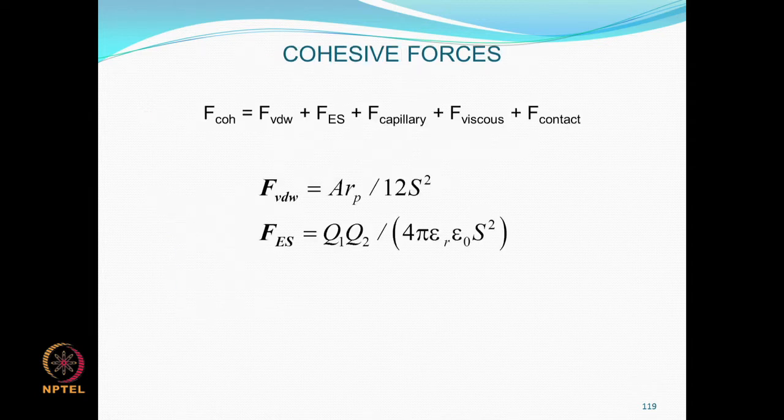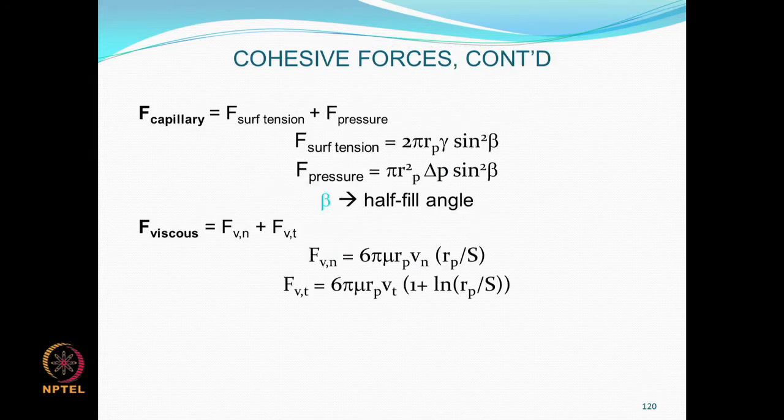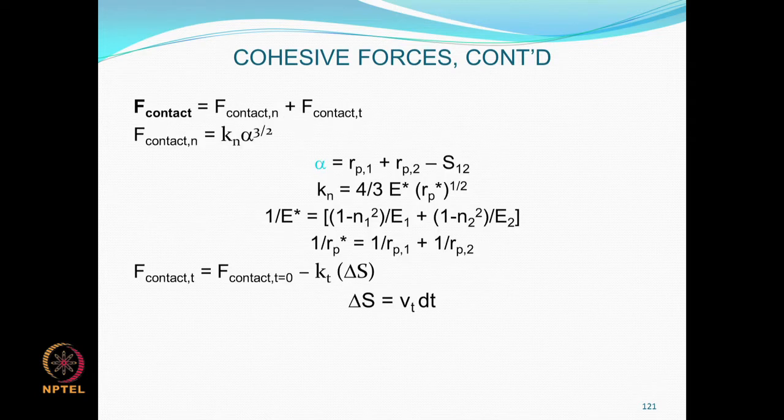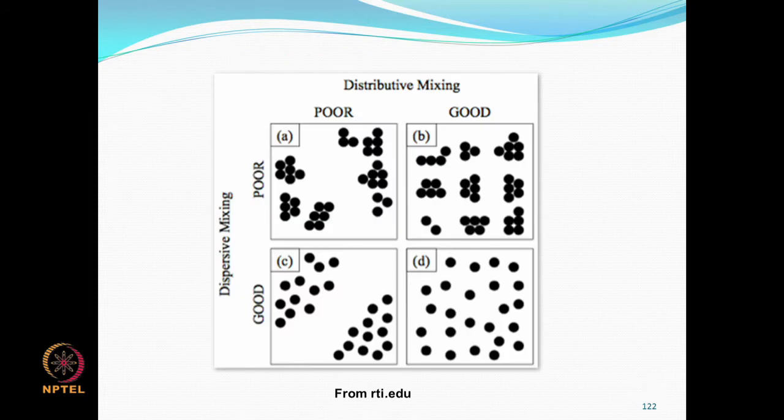And again, you may recall that cohesive forces are of basically 5 types: the van der Waals forces and electrostatic forces, which are common to cohesion as well as adhesion, and then in addition we have the capillary force, the viscous force, and the spring force or contact force. And again, the capillary force is the sum of surface tension and pressure. The viscous force is a sum of the normal viscous force and the tangential viscous force. So, this should all be in your notes. And of course, the spring force or contact force is a sum of the normal and tangential components. So, what does this all contribute to?